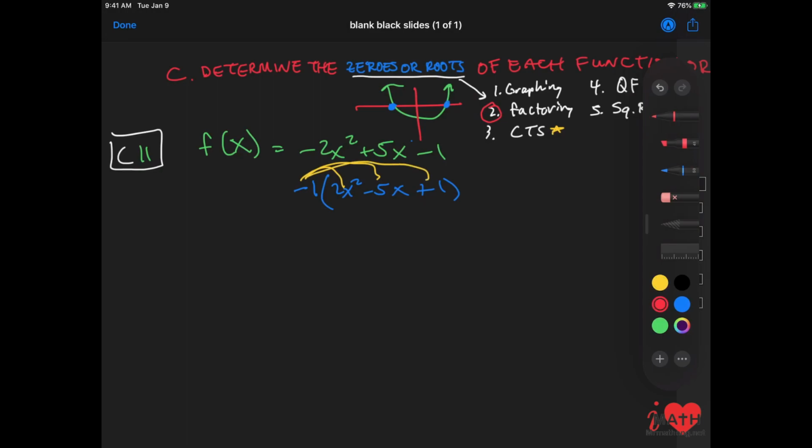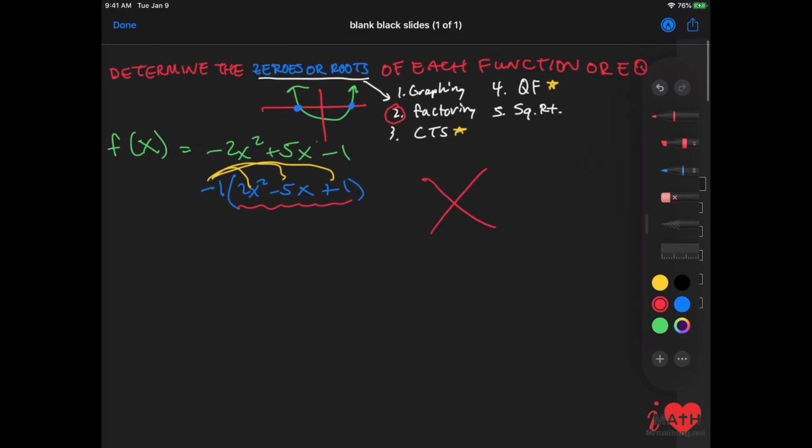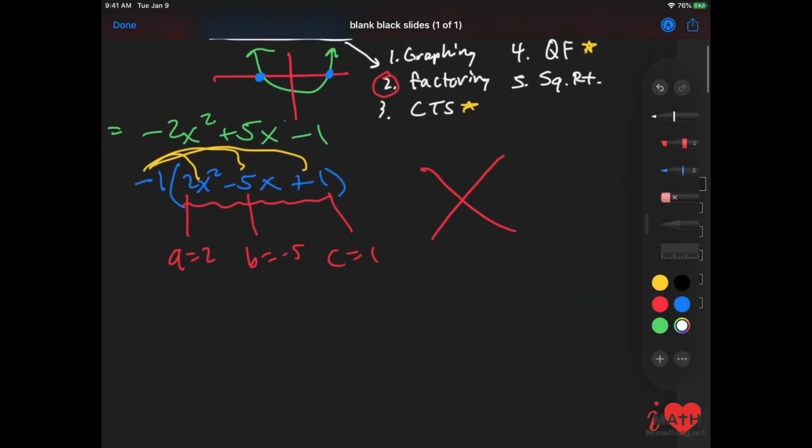So let's go ahead and try to factor this one here in red. Remember, a is 2, b is -5, and c is 1. So a times c is 2, and the b value is -5. Can you find two numbers that multiply to be 2, and the same two numbers add to be -5? Well, there's only a combination of 2 and 1, and they will never add up to 5.